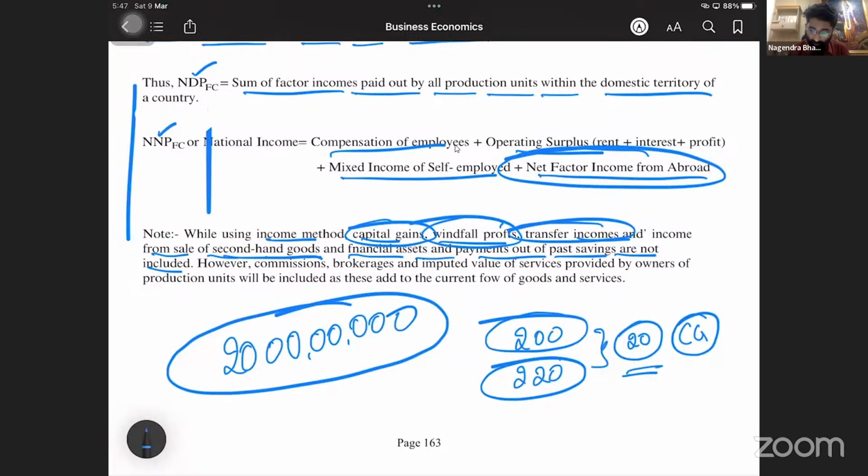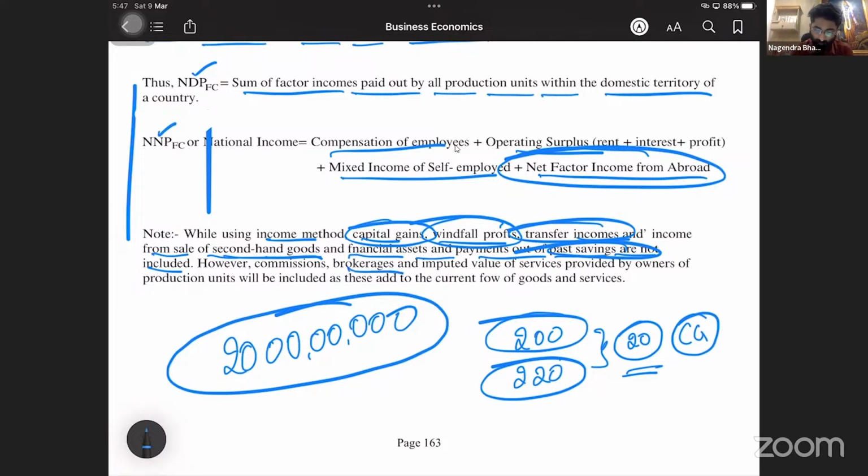However, payments out of past savings are also not included. Why? Because past savings are already included in the past. Don't include them again today.